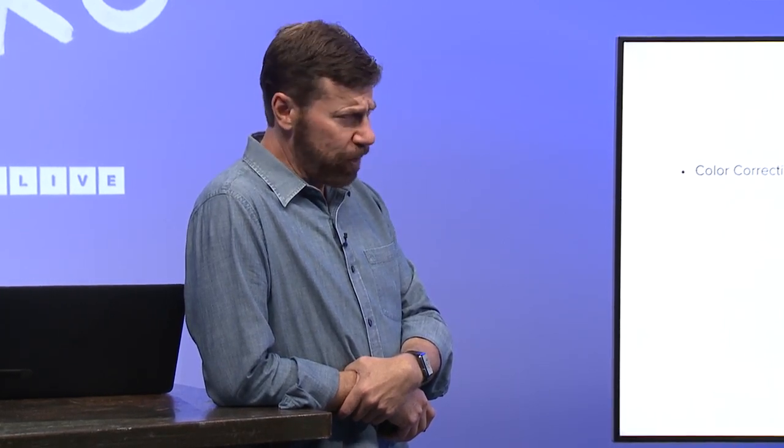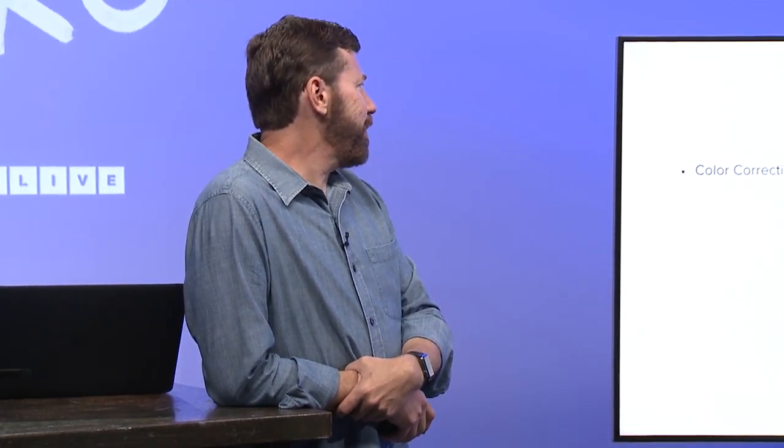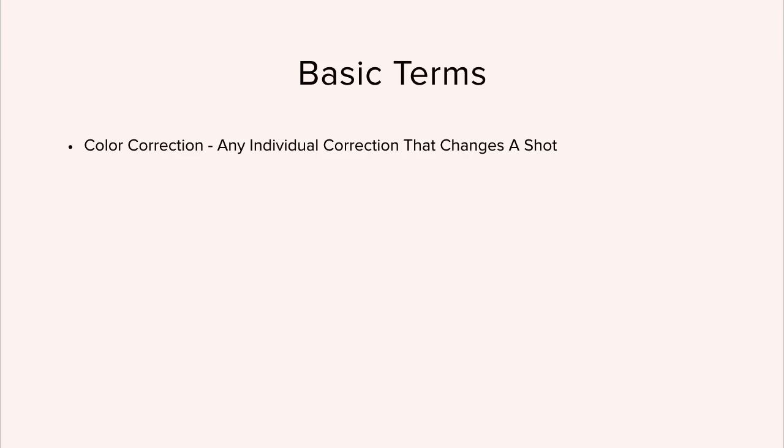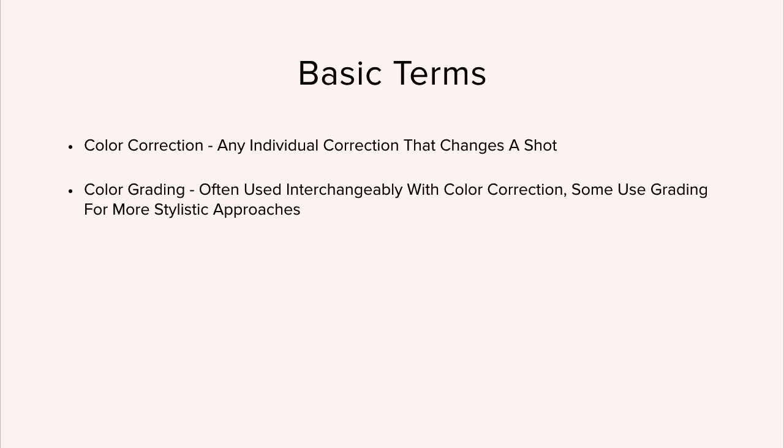So, some basic terms. Color correction. This is a term that we've been using already this morning. Really, what does that mean? It's anything in correction that changes a shot. Okay, now, the other term you're going to hear is color grading. Okay? It's often used interchangeably with color correction. Sometimes grading is more stylistic approaches.